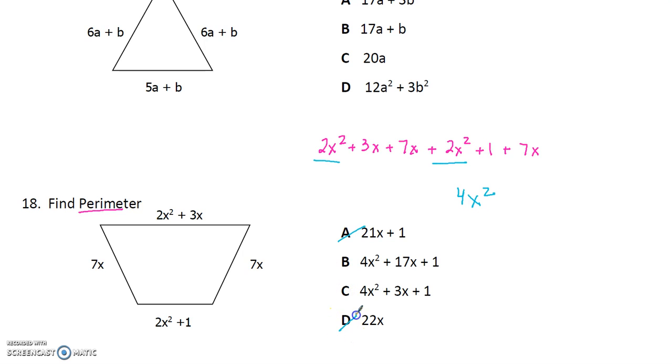Again, I can cancel out some answer choices. Keep going. I've got an x, so I've got 3x and plus 7x, and again plus another 7x. So that looks like that's going to be 17x. And then the last thing I have is this 1, so plus 1. So it looks like B is going to be the correct answer.